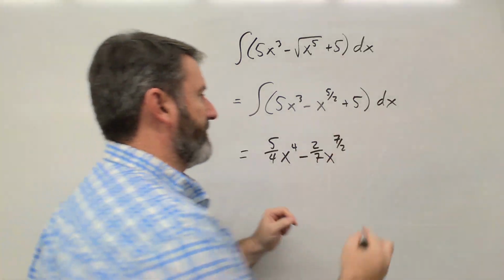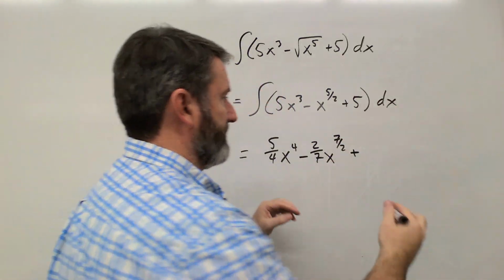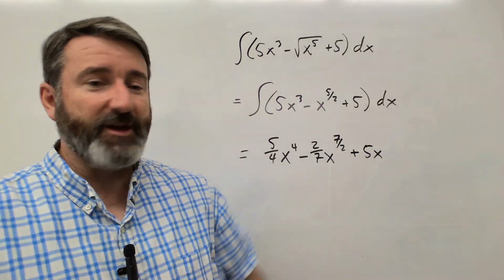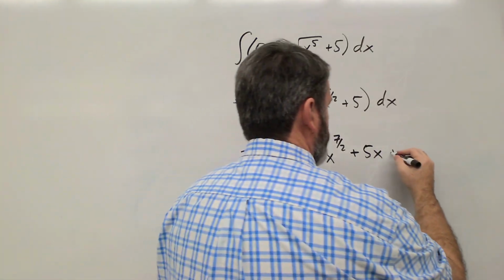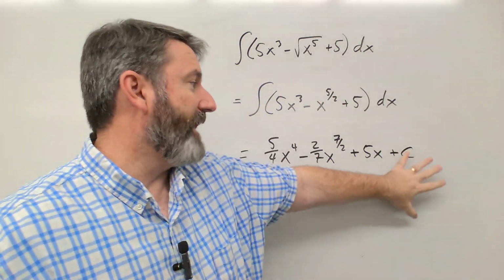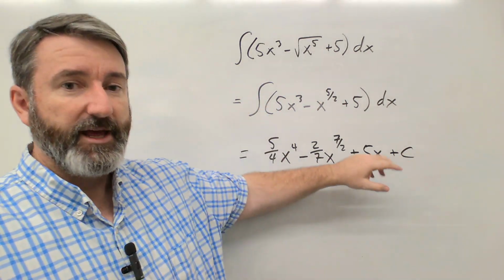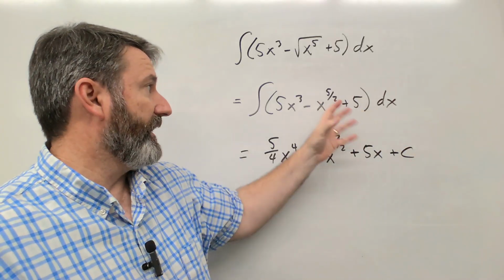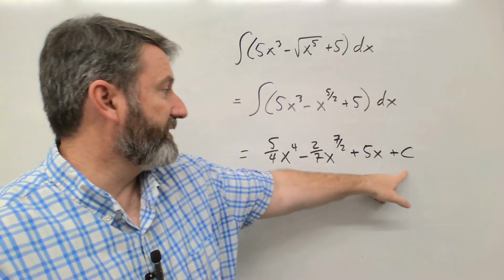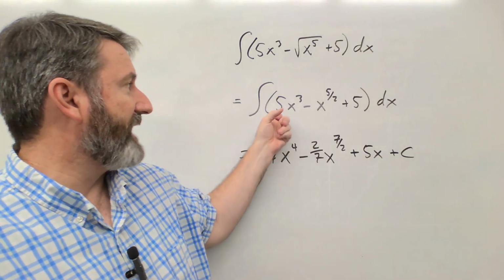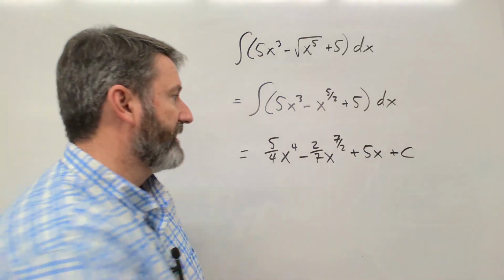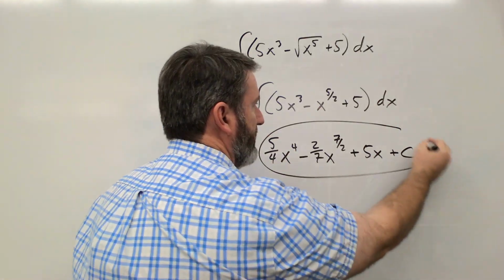And then the antiderivative of 5 is going to be 5x. And then we've got one more thing to add here, and that's a plus c. Don't forget that plus c, because any constant here, if we took the derivative of it, it would become 0 and it would disappear from whatever we saw up here. So if we took the derivative of this, we should get back to 5x cubed minus x to the 5 halves plus 5. And so that's going to be our answer.